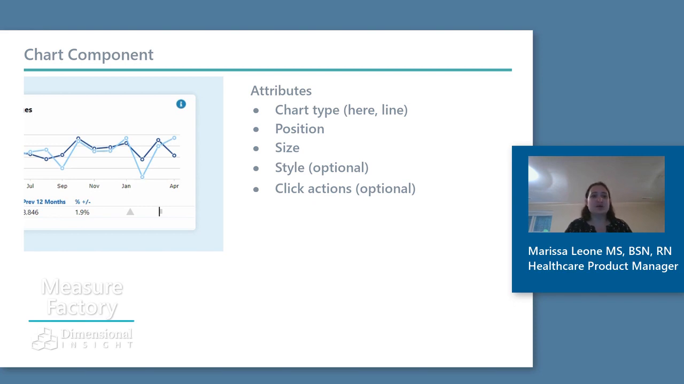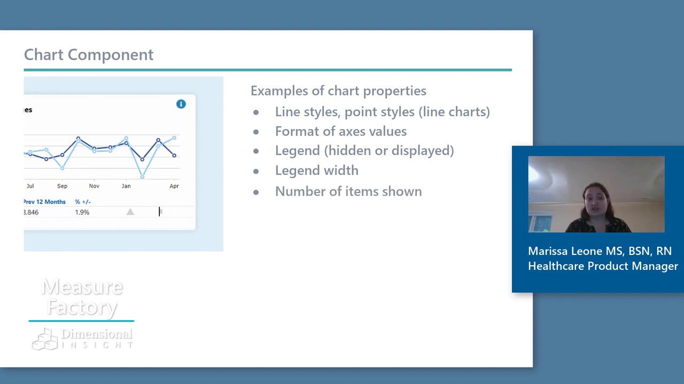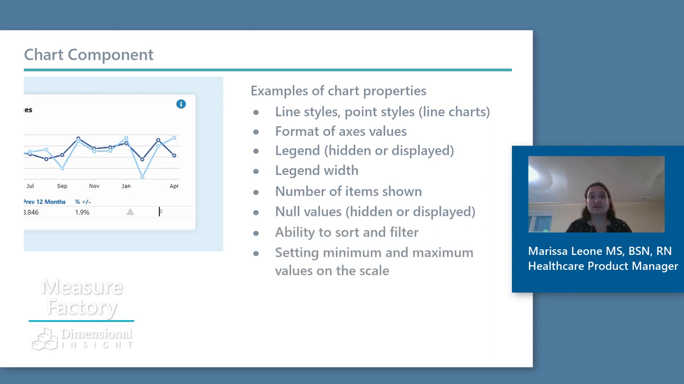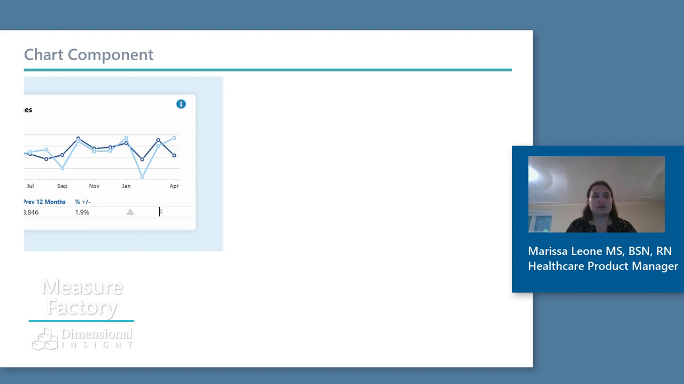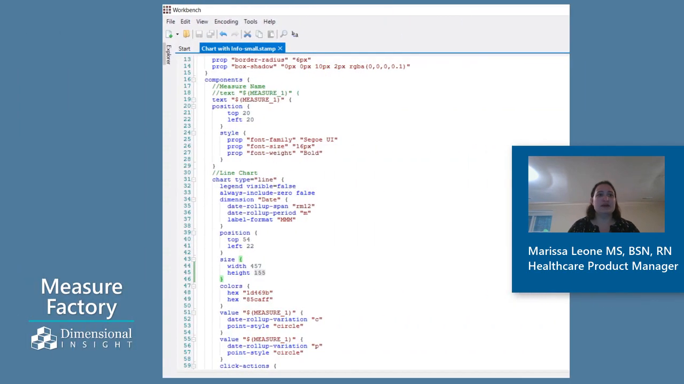Some examples of the types of properties you'll be able to apply are line styles and point styles for line graphs, the format of the values on the axis, whether you want to show the legend and how large the legend should be, the number of items shown on the chart. You can select whether you want to hide nulls. You have the ability to sort and filter. You can set a min-max on the scale, and much more. Not every attribute will work for every chart type, but the chart component documentation will walk you through what's available for each chart type. So here we have a stamp that we call chart with info.